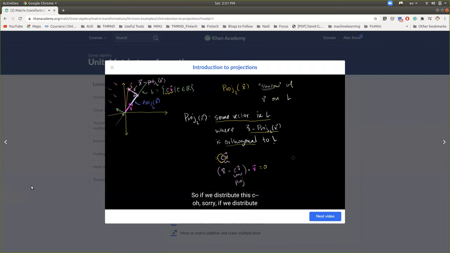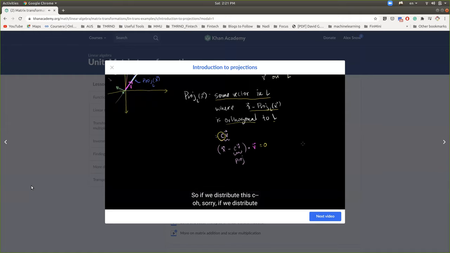So if we distribute the V, we know the dot product exhibits the distributive property. This expression can be rewritten as X dot V, right? X dot V minus C times V dot V. I rearrange things. We can write it as minus C times V dot V, and all of this, of course, is equal to 0.